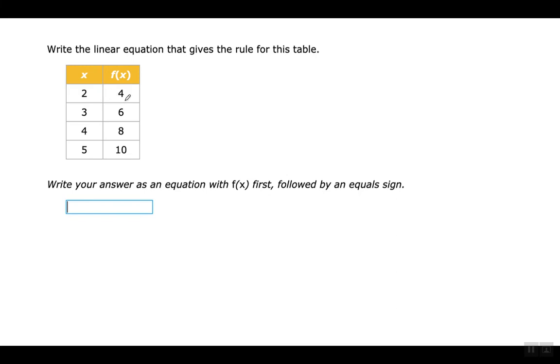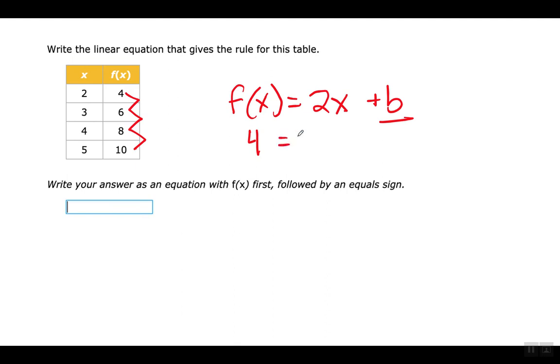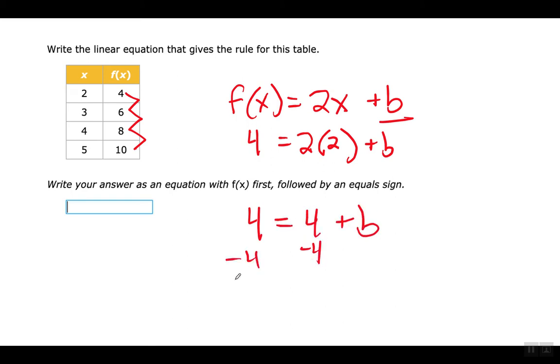All right, so here we can see that it's going up by 2. Está aumentando por 2. So my slope is going to be 2. So now to solve for b, I'm going to substitute f of x is 4 and x is 2. And when I do that, I'm going to get b equals 0. So my answer is going to be f of x equals 2x.